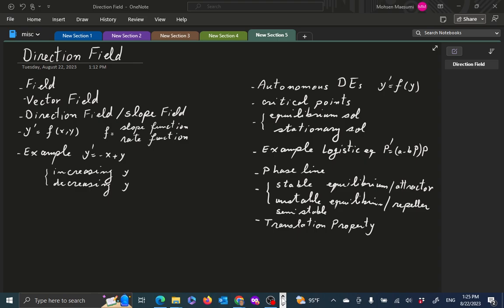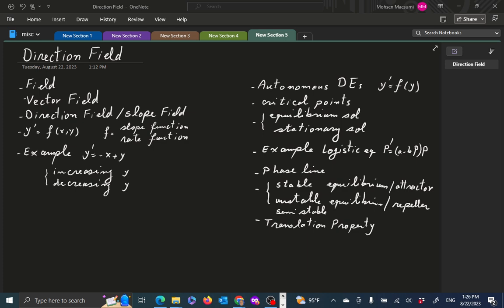First, what is meant by a field? Well, think about a cornfield. In a cornfield, you see a corn stalk at every point in the field, and when the wind blows, each of them is pointing in a different direction, perhaps, and that is a good idea for what a field is.